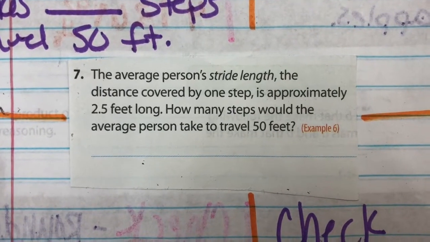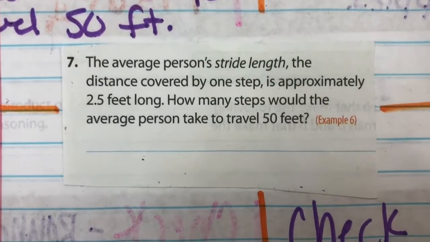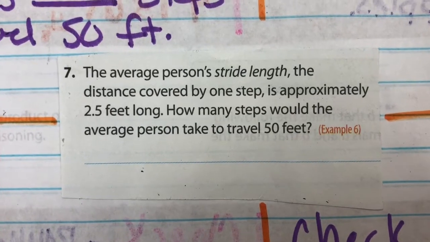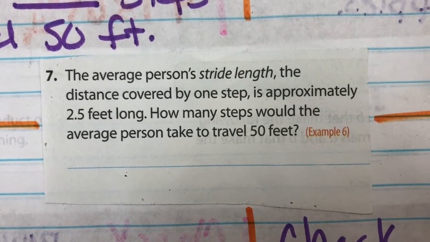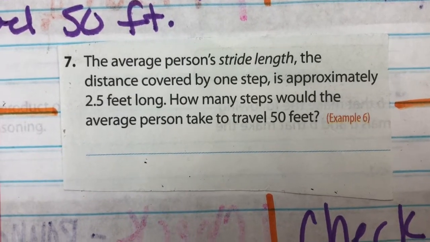So we went through the problem solving guide on 2 problems today. Here's one of them. The average person's stride length, the distance covered by one step, is approximately 2.5 feet long. How many steps would the average person take to travel 50 feet?